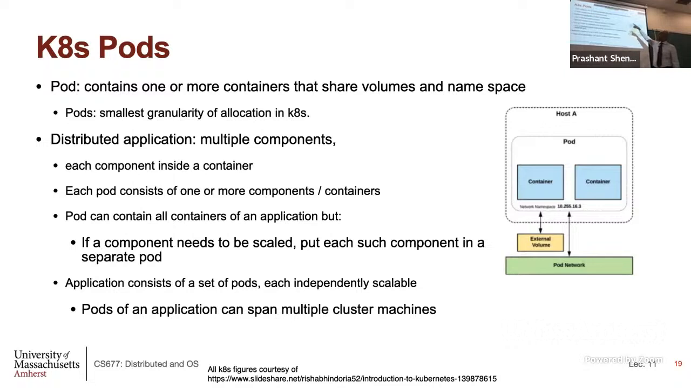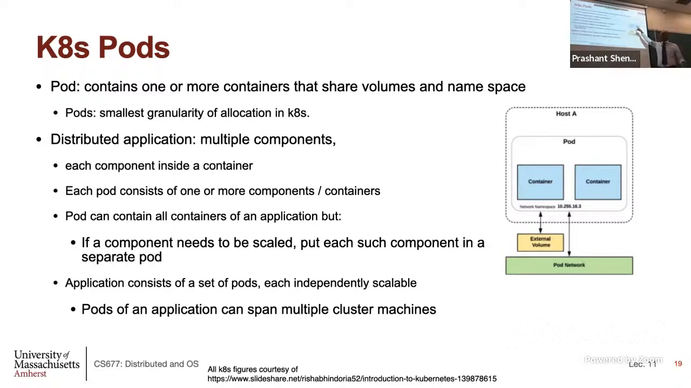Now it will also have some number of one or more containers. It also has its own namespace. It has a name that you can give it and so on. Now, if you think of a distributed application, it has multiple components. Each component runs inside a container, and each of those containers can be in their own pods, or you can share them. So here's an example.